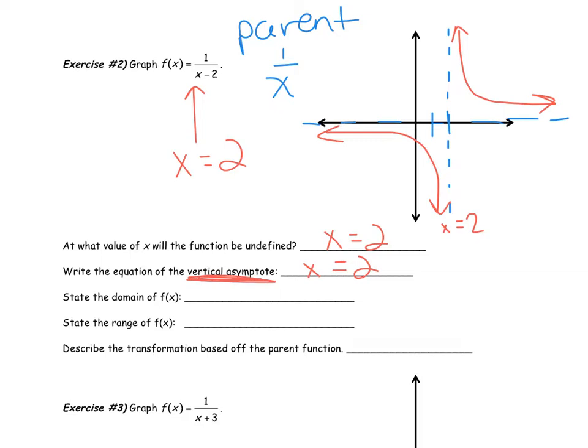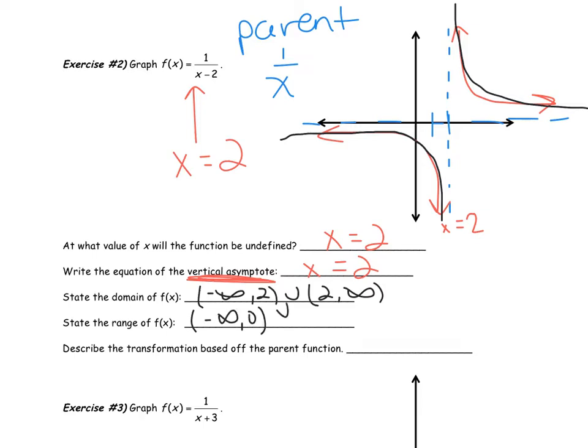As I travel from negative infinity all the way to 2, there's one piece of the domain. I don't actually reach 2. And then I'm going to continue from 2 all the way to infinity. All right, let's take a look at the range. We're going from negative infinity to 0, unioned with 0 to infinity. And how do we describe the transformation from the parent function? Well, we had said earlier that this is going to be shifted right 2 units.